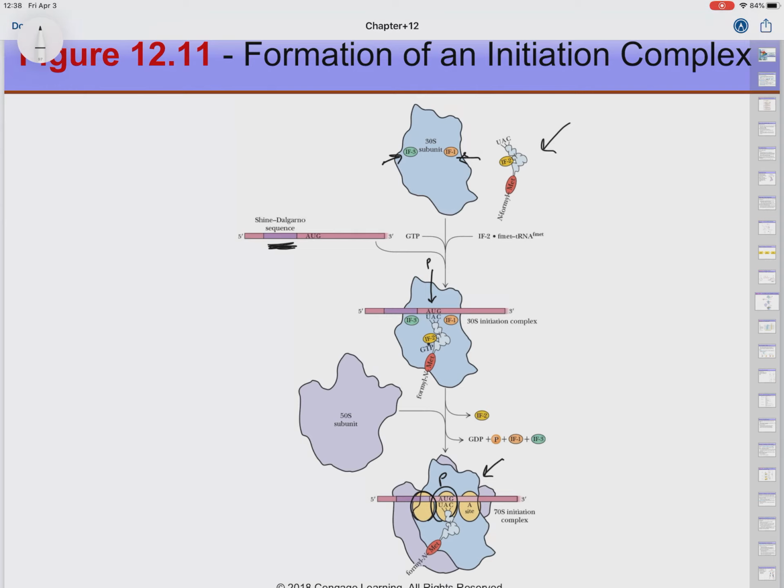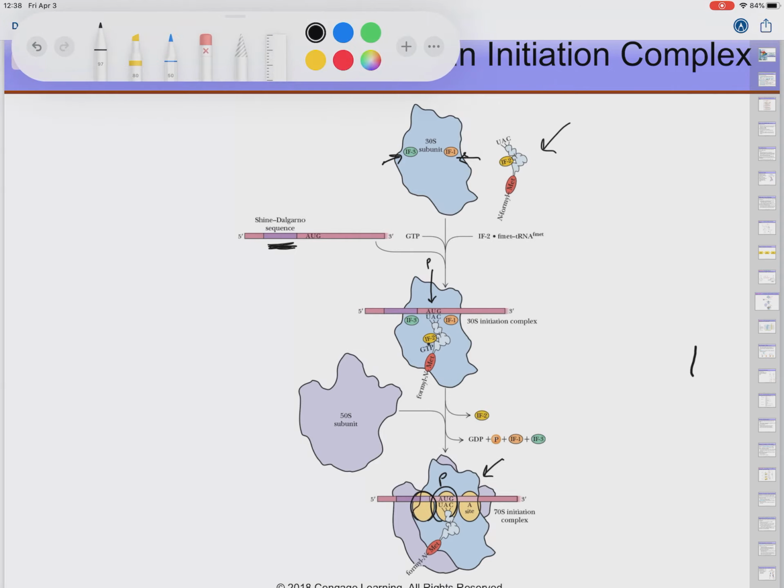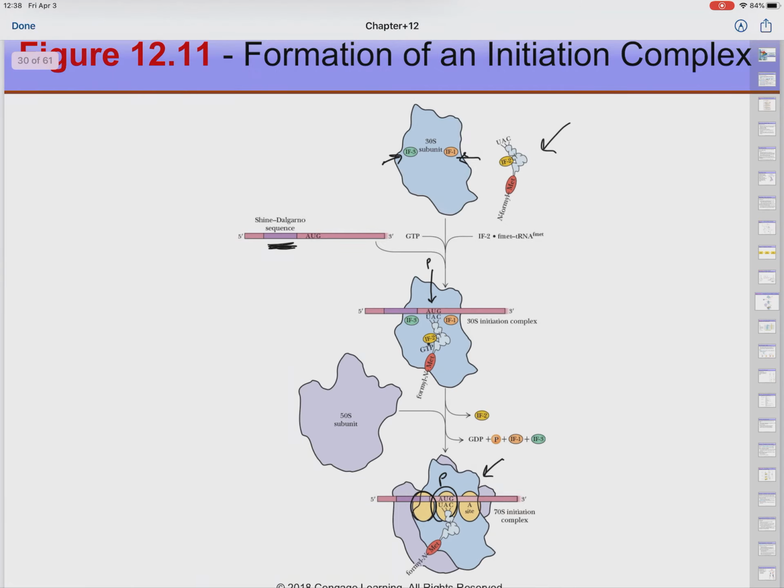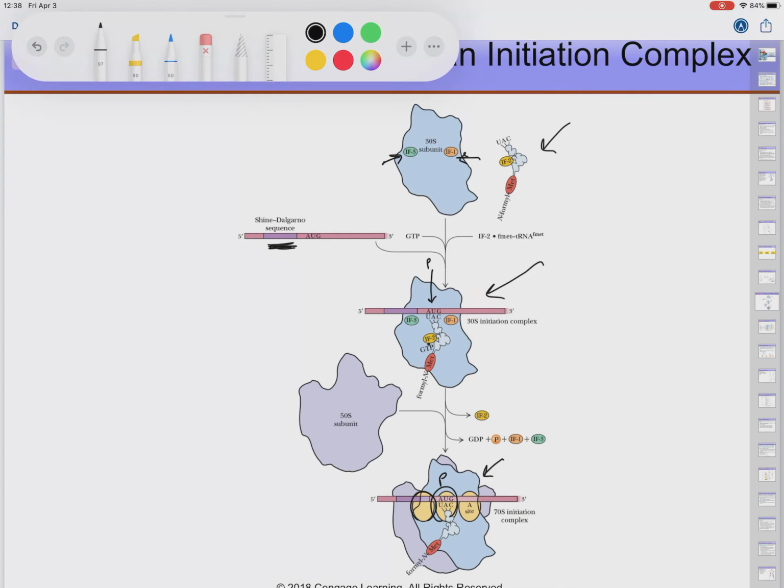Our tRNAs are going to come in. The tRNA here is associated with the initiation factor 2. We're going to name these initiation factors here in a second. Let's see, what else? Okay, so once this is bound, we need to then recruit the 50S subunit, and that's what's going to make the entire initiation complex.